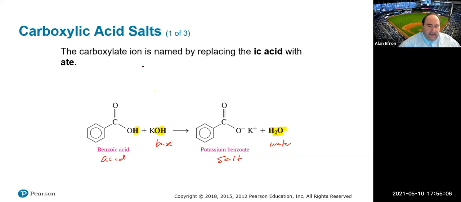And you can see that the carboxylate ion is named by replacing the -ic acid with -ate, and this is potassium benzoate. And again, it comes from replacing this part of it and putting -ate at the end of it. We're probably not going to name too many of these salts, but that's how the name comes about. It's really kind of like an ionic compound. This is potassium, and this is, again, benzoate, coming from that benzoic acid.